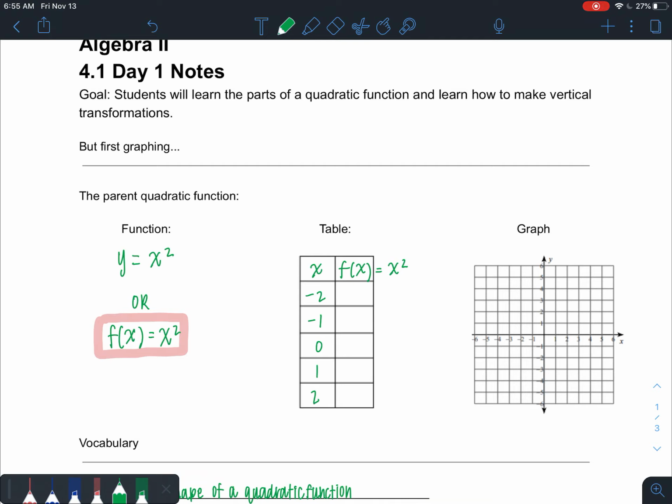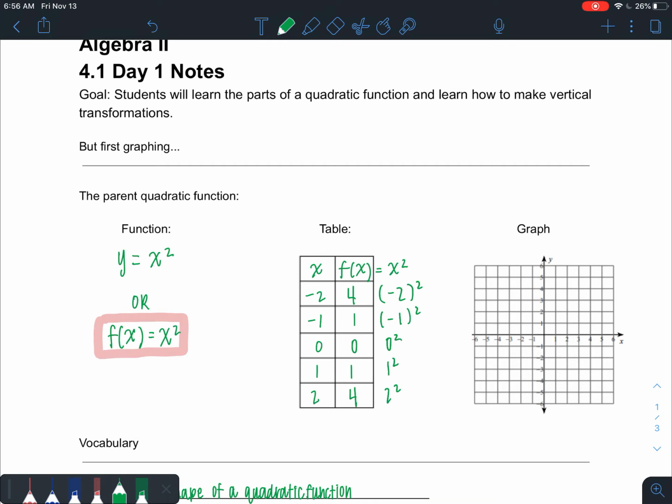So when I square -2, plug in that -2, and you have to put parentheses around it, and in your calculator as well, I get +4 because two negatives, so -2 squared means -2 times -2, which is +4. -1 squared is 1. 0 squared is 0. 1 squared is 1. And 2 squared is 4.